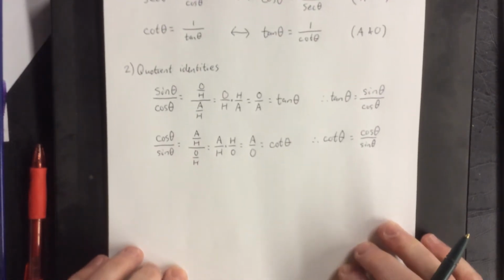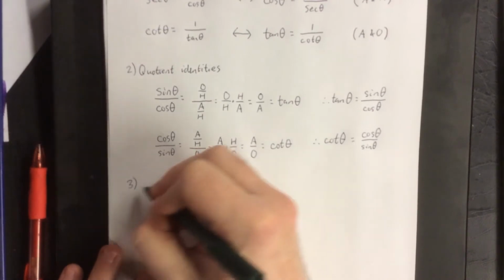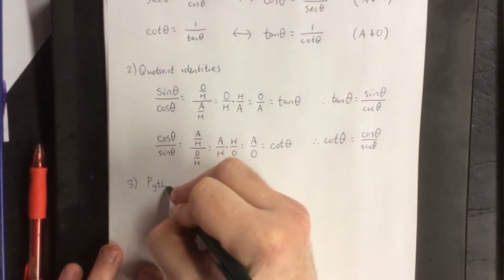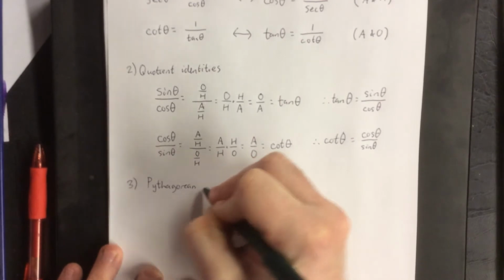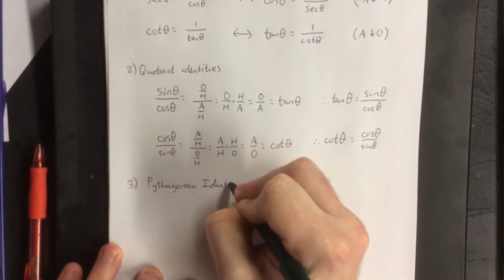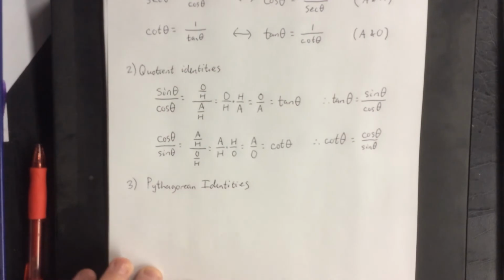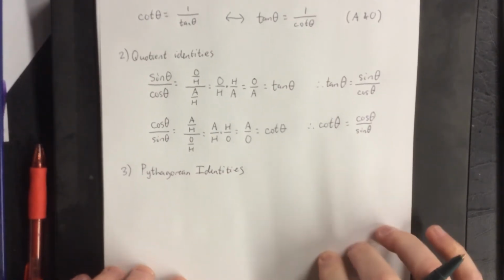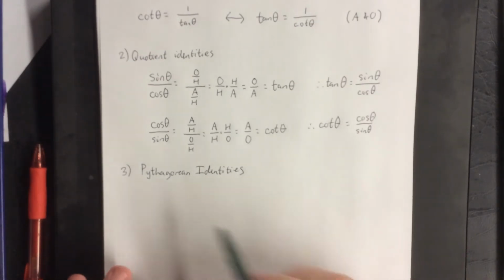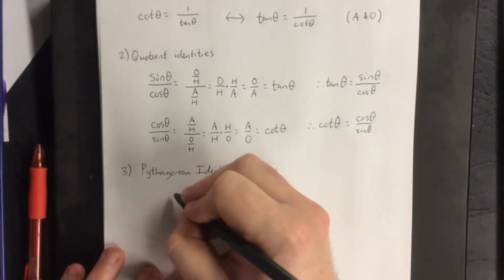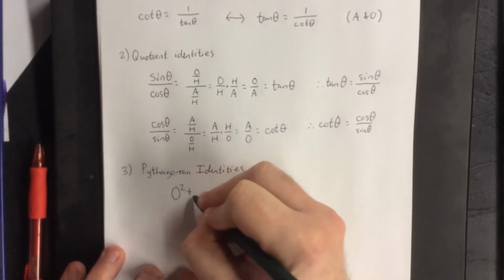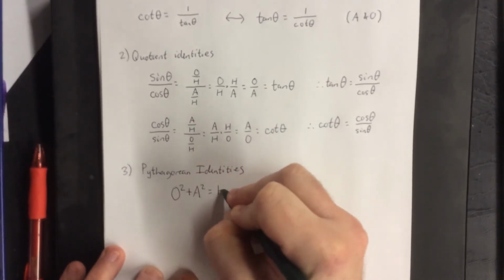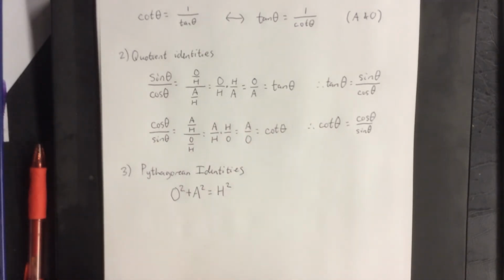Next up, after the quotient identities, there are 3 Pythagorean identities. There is one super important Pythagorean identity that you absolutely will need to know. There's one that you'll use like 20% of the time, and then there's one that you'll use like 1% of the time. So for the Pythagorean identities, I'm going to start by expressing the Pythagorean theorem in its brand spanking new form in terms of the opposite leg, the adjacent leg, and the hypotenuse. So O squared plus A squared is equal to H squared.